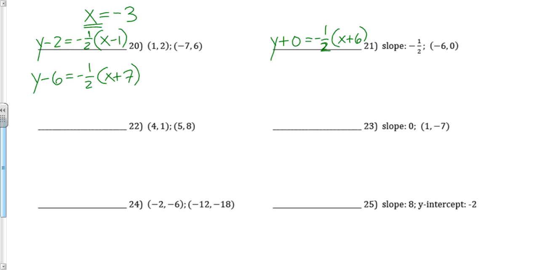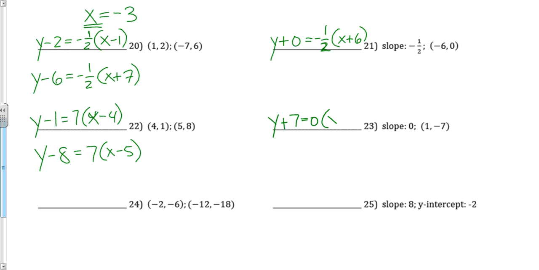Number 22, you should get a slope of 7. So we would have y minus 1 equals 7 times x minus 4. Or you could have y minus 8 equals 7 times x minus 5. Number 23, your slope is 0. So in point slope form, it would be y plus 7 equals 0 times x minus 1. Or if you remember that the slope of 0 is a horizontal line, simply y equals a number. So in this case, you could also write it simply as y equals -7. Both answers are correct. I would accept both for full credit on the test.